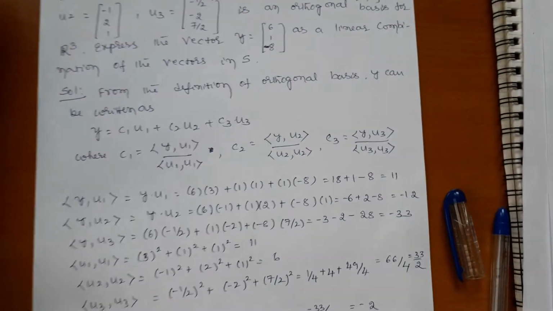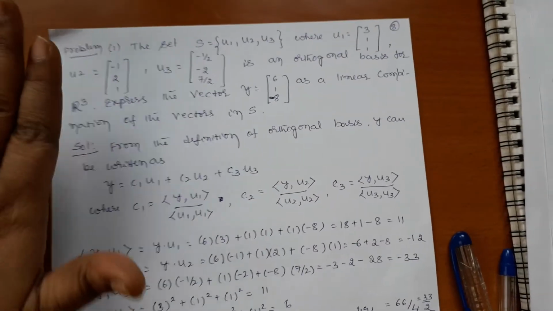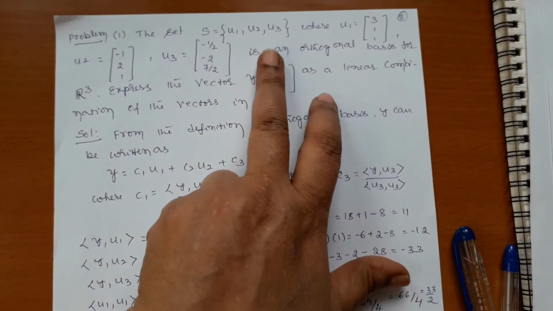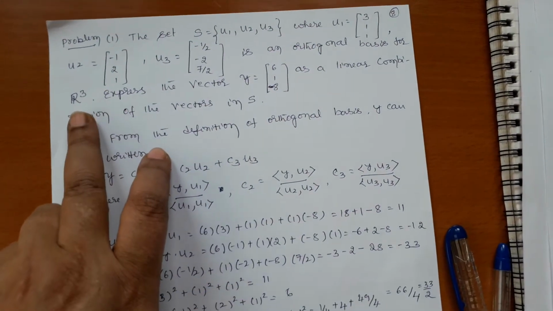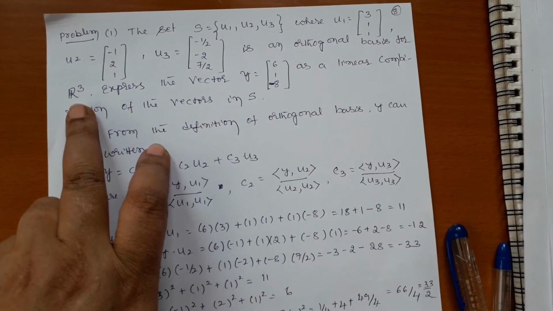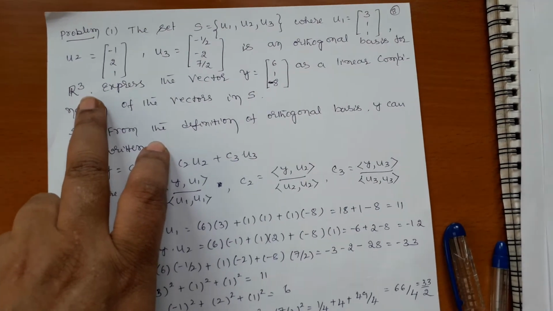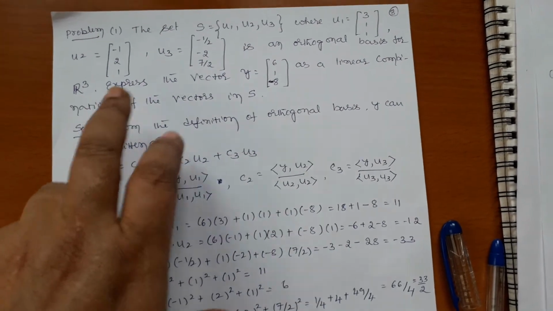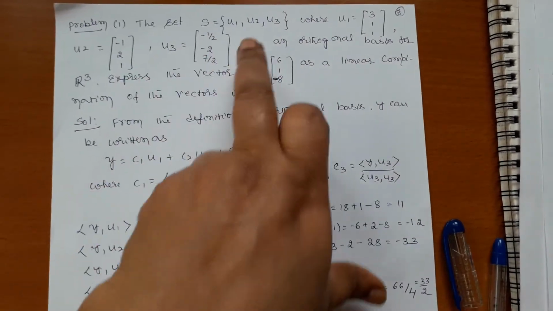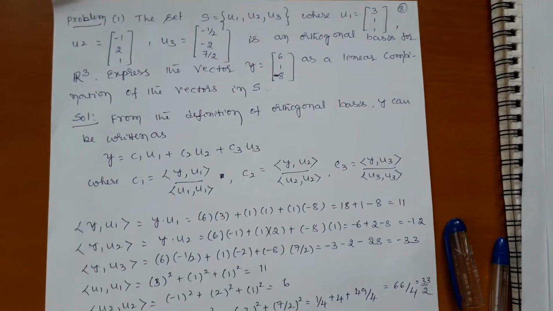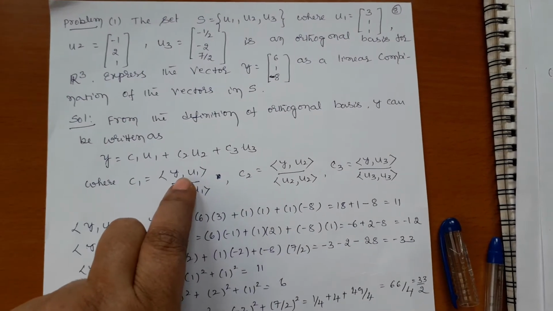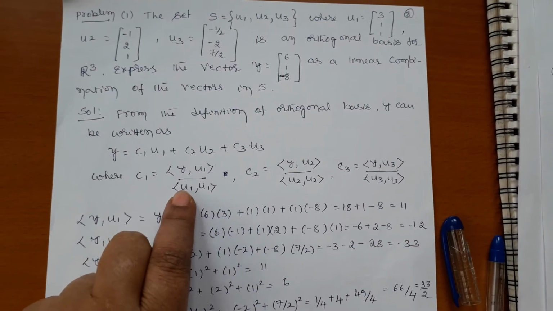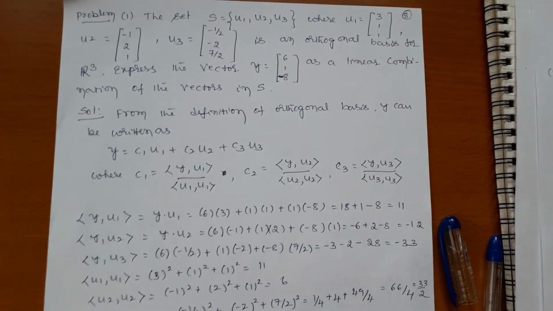Keep in mind this type of problem is very important. They have given already that S is a set of 3 vectors. These vectors are an orthogonal basis for Euclidean space with dimension 3. Then they take one of the vectors in R power 3, and I have to express that vector as a linear combination of S. Means first you find out C1, C2, C3 using the formula inner product of y comma ui divided by inner product of ui. Just now I derived this result.